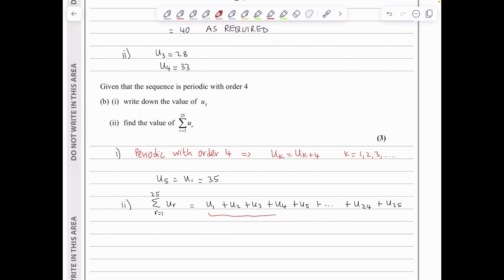Well, if we exploit the fact that we're looking at a periodic sequence with order 4, we can see that from u1 up to u24, we've got 6 periods, so 6 repetitions of the pattern. So we know that the first 4 terms are 35, 40, 28, and 33. So I've got 6 times this sum plus the 25th term, which is essentially the first term of a new period, so it must be 35, just like u1. So if I plug this into the calculator, I get an answer of 851.